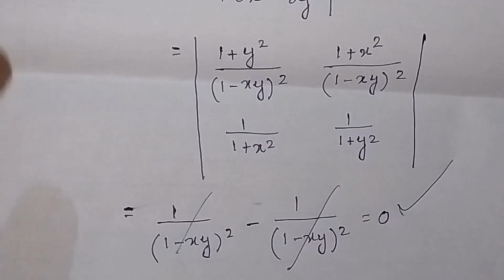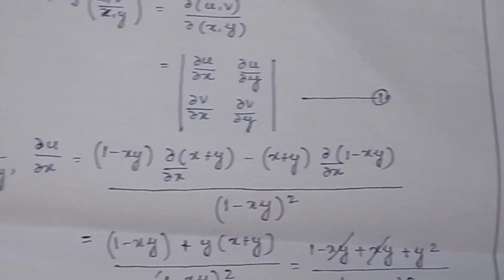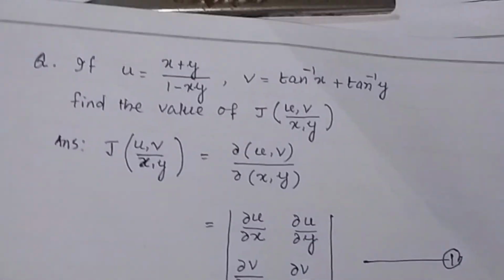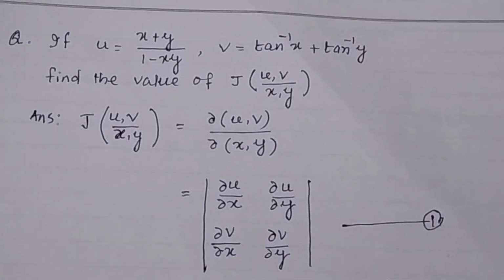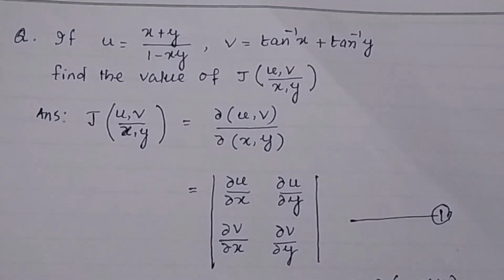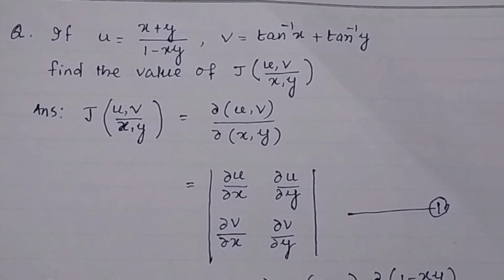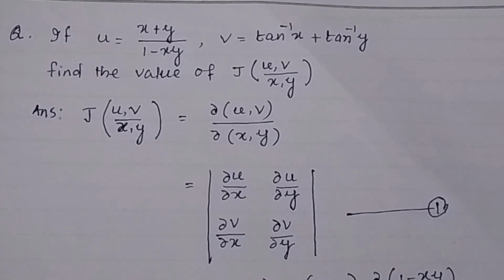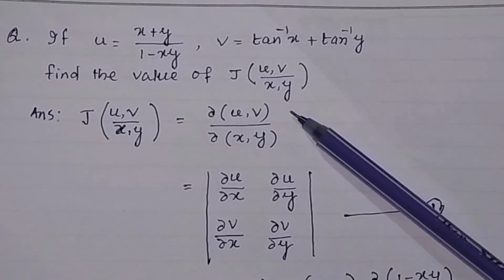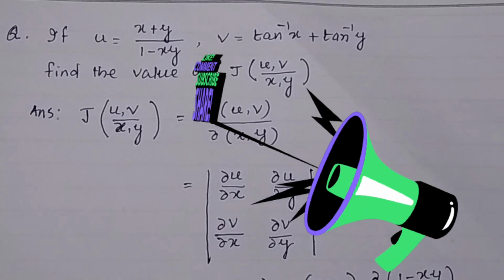So in this way, you can prove that if you are given the functions u equal to (x plus y) divided by (1 minus xy), v equal to tan inverse x plus tan inverse y, then you can easily find the Jacobian of u, v with respect to x, y.